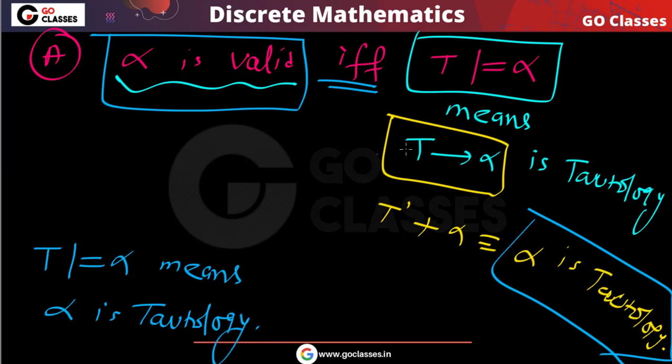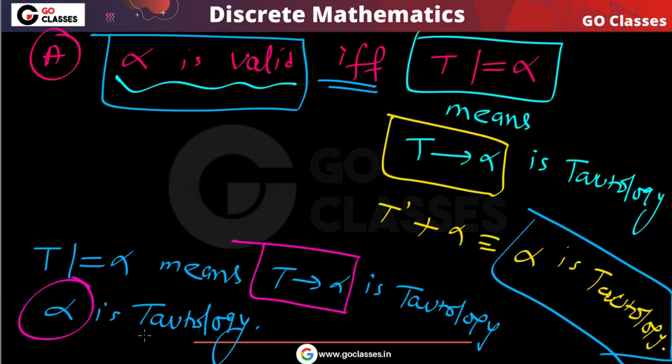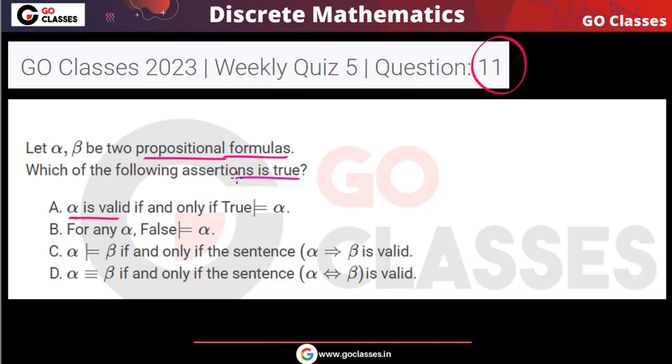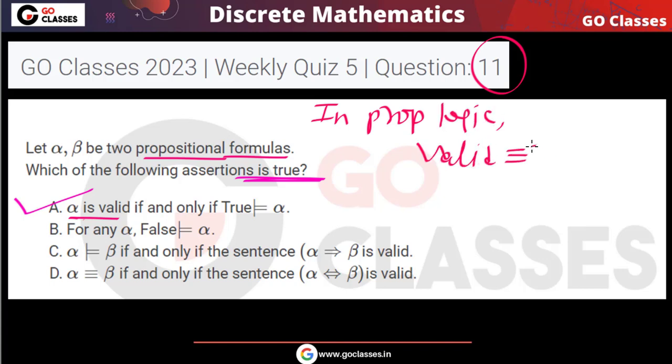True infers alpha, I can write it like this: true implies alpha is a tautology. But you can notice that true implies alpha is the same as alpha. So I can say that alpha is a tautology. So alpha is valid if and only if alpha is a tautology. This is correct, and the question is asking for true, so this is correct, because in propositional logic, valid is the same as tautology. We have already seen this many times. If a formula is valid, it simply means that it is a tautology. Valid simply means that it is always true.